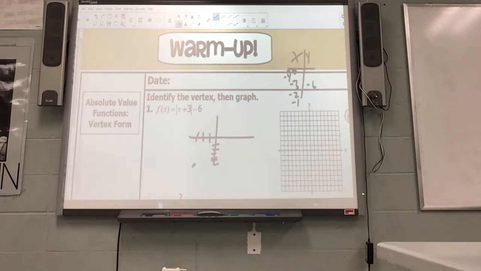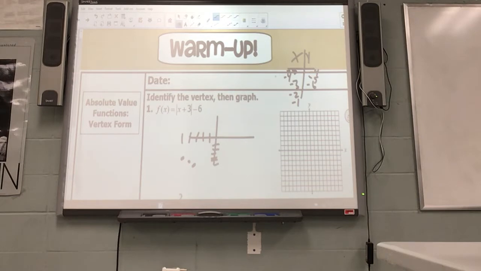-5 plus 3 is -2. Absolute value of -2 is 2. 2 minus 6 is -4. So I would have -5, -4, right out there. Okay, -4 plus 3 is -1. Absolute value of -1 is 1. 1 minus 6 is -5. So that one would be about right there.